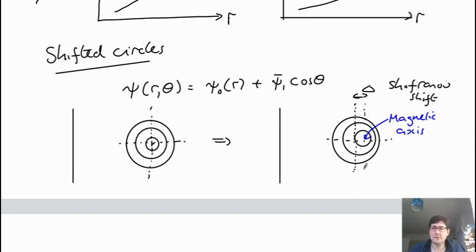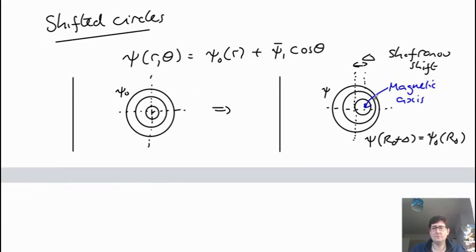And so the value of psi at r, which is now r naught plus this delta, is now equal to the value of psi on the axis of here. This is psi naught, this is all psi naught, and this is psi. So this is psi naught at r naught. So we're essentially mapping from this location to that location by shifting, equivalently going left here a distance delta.